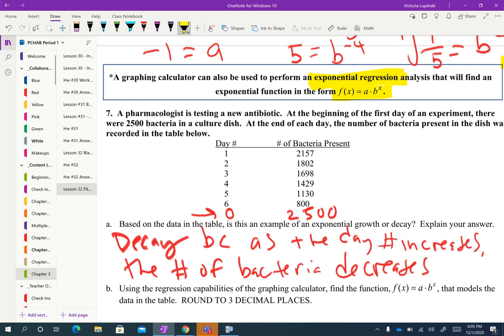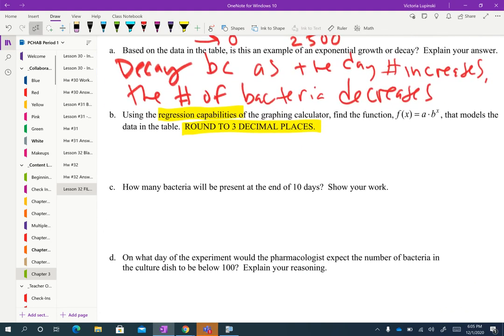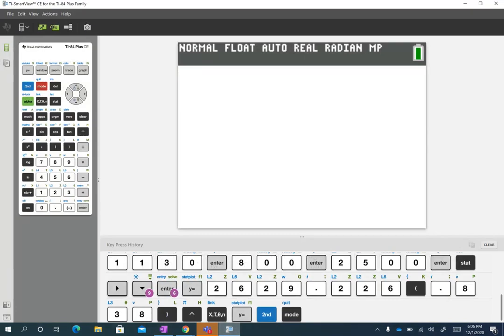So we're going to go ahead now and use the regression capabilities of the graphing calculator. And again, we're going to round to 3 decimal places. So it's been a minute since we've done regression. So I'm going to go ahead and pull up my graphing calculator. You might want to pull yours up as well. So here's my graphing calculator.